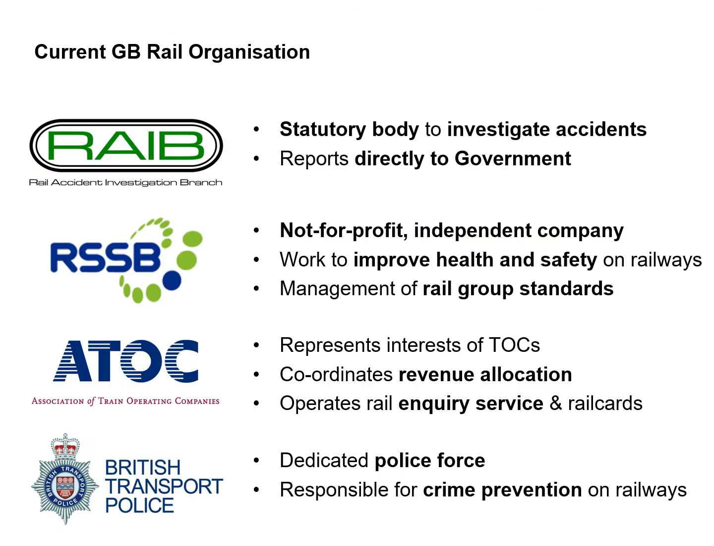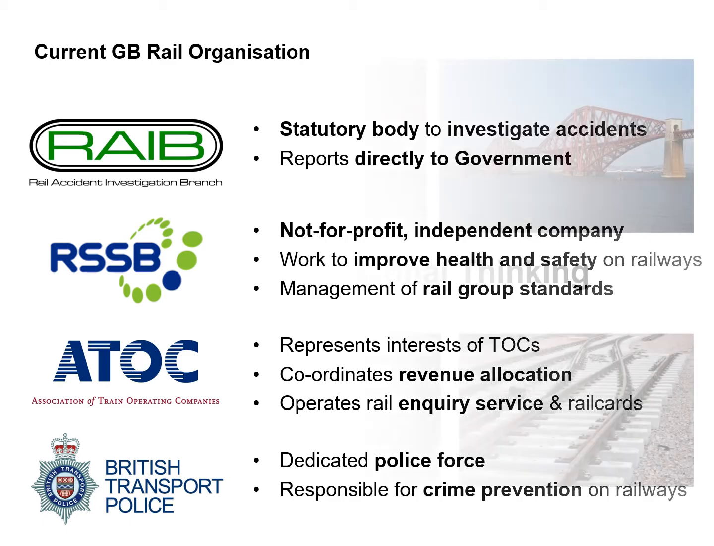So the Rail Accident Investigation Branch, or the RAIB, is a statutory body which investigates accidents and it reports directly to the government. The Rail Safety and Standards Board, the RSSB, is a not-for-profit independent company and it works to improve health and safety on the railways. It also manages rail group standards. The Association of Train Operating Companies represents the interests of the TOCs and it coordinates revenue allocation. It also operates rail inquiry services and rail cards. And finally, the British Transport Police is a dedicated police force for the railways. It's responsible for crime prevention.